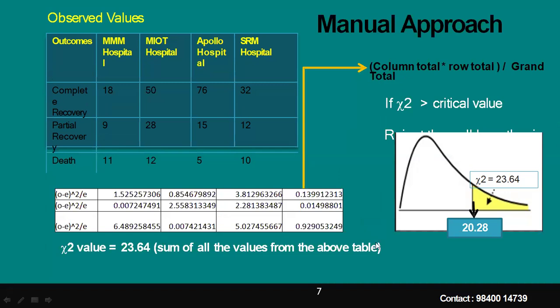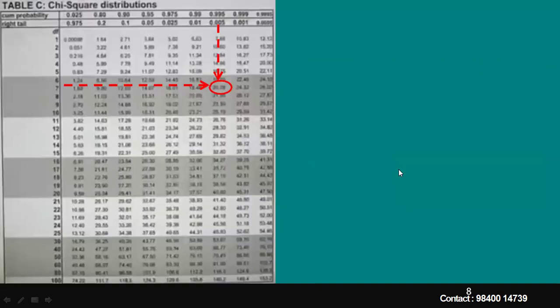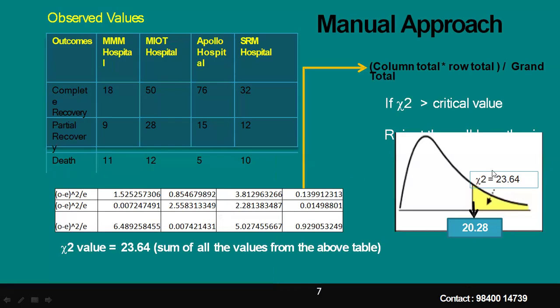Sum all the values from the above table, and you will get the chi-square value. Here the degrees of freedom is 7 and alpha is 0.005, and you'll get 20.28. That is your cutoff value, the critical value. Since your chi-square value is 23.64, which is greater than this, it falls in the rejection region, so we are going to reject the null hypothesis.